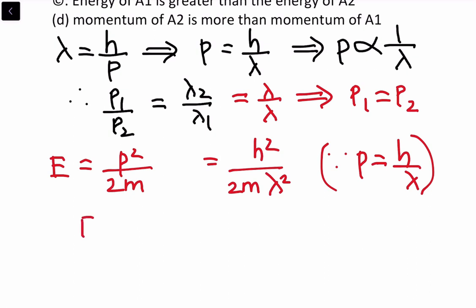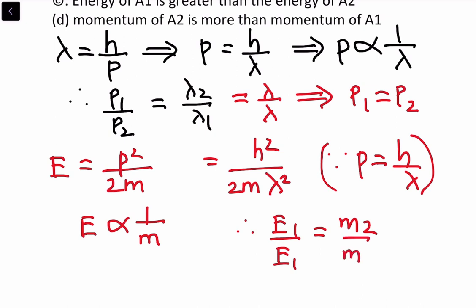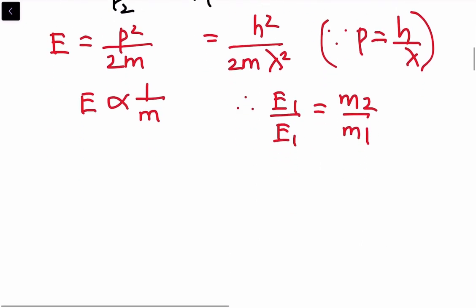From this we can conclude that h is Planck's constant and even this lambda is the same for both of them. Therefore E is inversely proportional to mass. Therefore we can conclude that E1 by E2 is equal to M2 by M1.